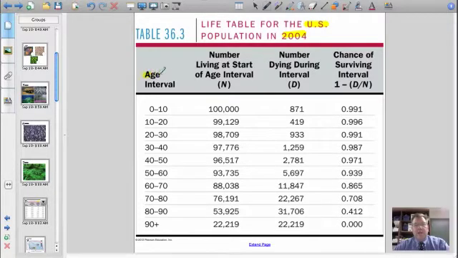And what you'll see is on the left, we've got age intervals. Then we have the number living at the start of the interval. We have the number dying during that interval. And then we have the chance of surviving that interval.